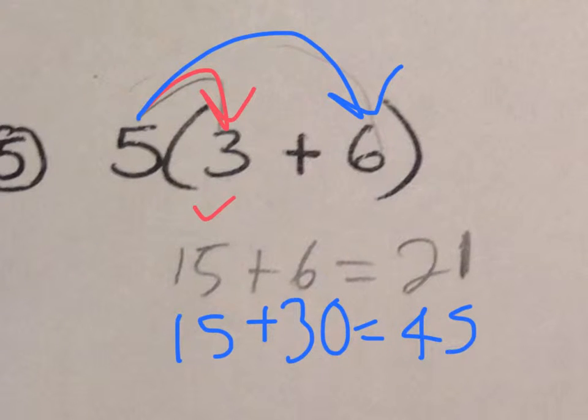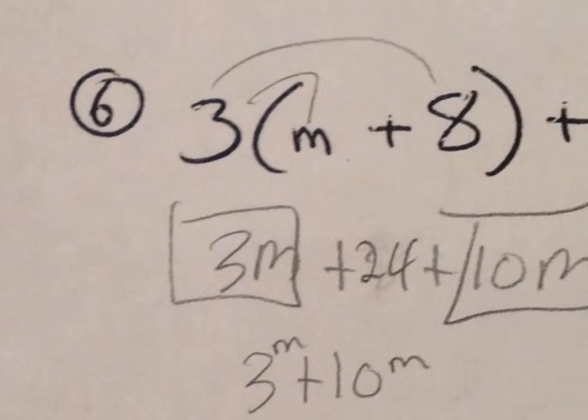45. Unfortunately, because they did not distribute right here, they added 15 and 6, giving us the wrong answer of 21. We now can see that the correct answer should have been 45. That's okay. We're going to learn from our mistakes, and let's take a look at another one.